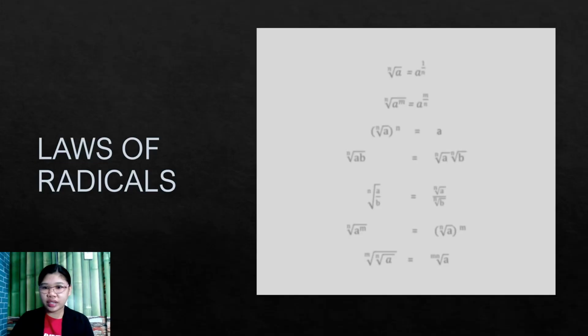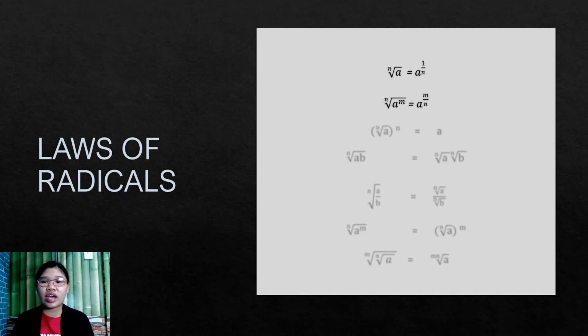Now we have here next. So these are some few laws regarding radicals. So a raised to 1 over n. If a number or a variable is raised to a fractional exponent, 1 over n, that means you have to get the nth root of that number. So a raised to 1 over n is equal to the nth root of a.